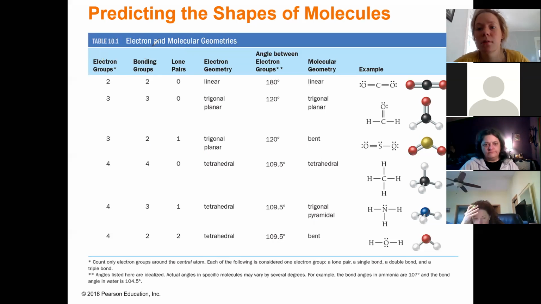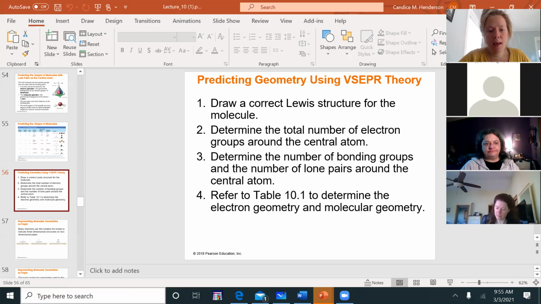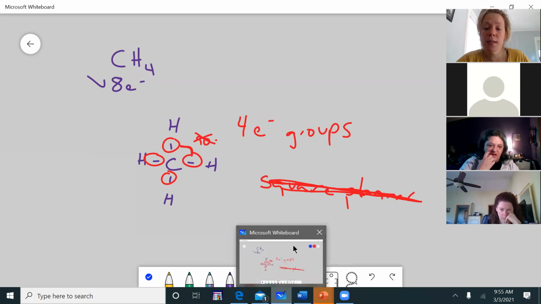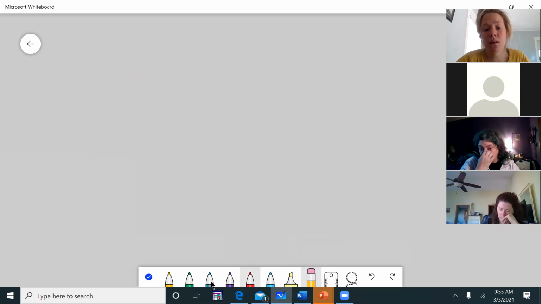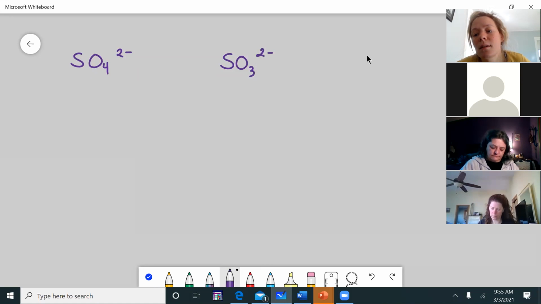I'll give you some examples. I want you to draw the Lewis dot structure. I want you to tell me what its electron geometry is, and I want you to tell me what its molecular geometry is. And if they happen to be the same, that's fine. I still want you to tell me each. So let's do SO4 2 minus, SO3 2 minus, and SO3.